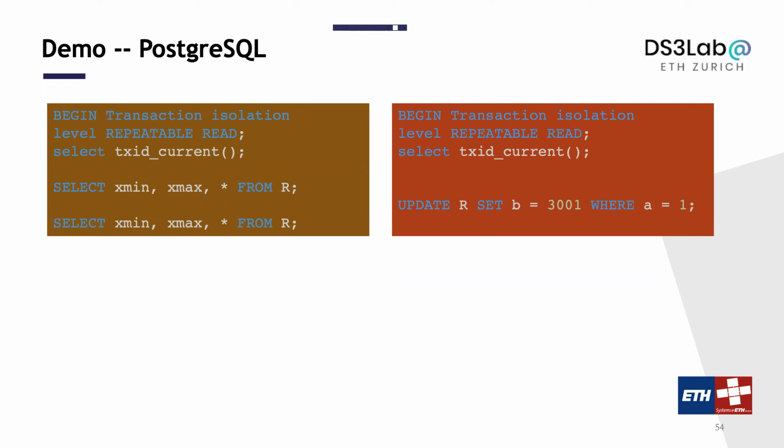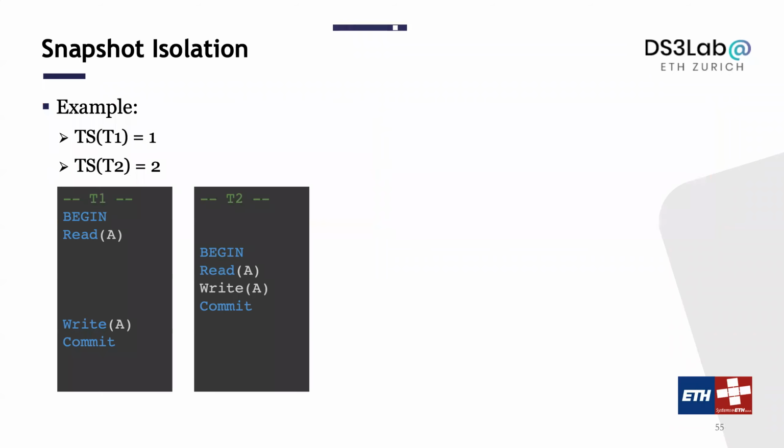But when you go back home, open the PostgreSQL repo, and this is very easy to see and very interesting. This is actually what the database is doing. So now let's talk more about snapshot isolation. Let's look at this example.